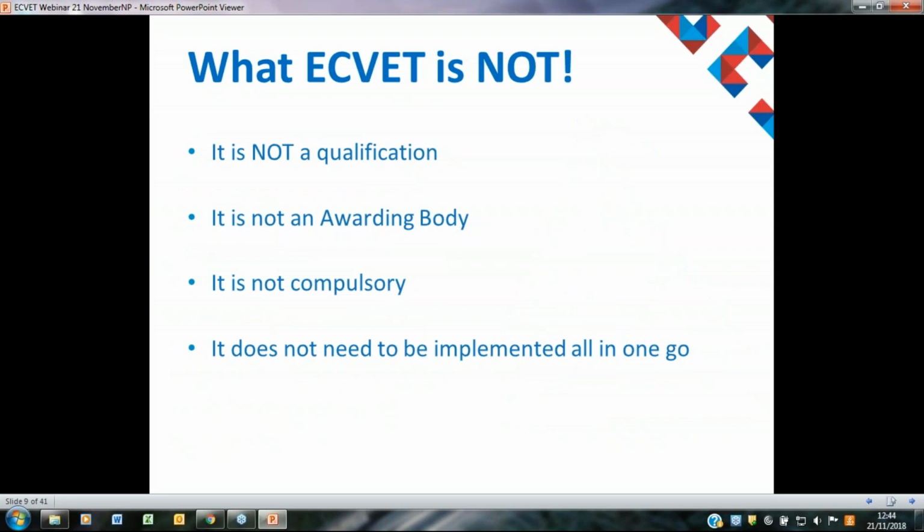What ECVET definitely is not, it is not a qualification or awarding body. You won't get a certificate from Europe saying that ECVET has been used, and throughout all of this process, the requirements of your awarding body or the host institution need to be followed. It is also not compulsory. It's not compulsory at European level, although I have to say that all of the 28 countries, plus others, have signed up to using ECVET. It's also not compulsory within your Erasmus Plus application.